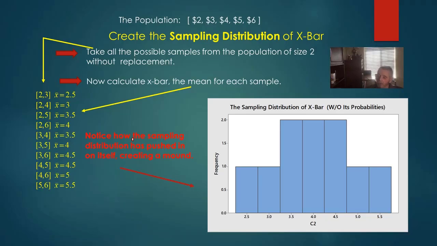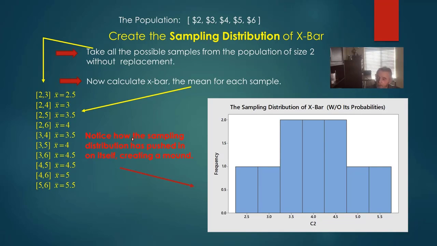Next thing I'd like to say is that the sampling distributions always have to be told what size you're going to use. So that we have a small population, so I'm choosing size 2. The next thing, you'll see, I'm doing this without replacement. Oftentimes they do it with replacement.